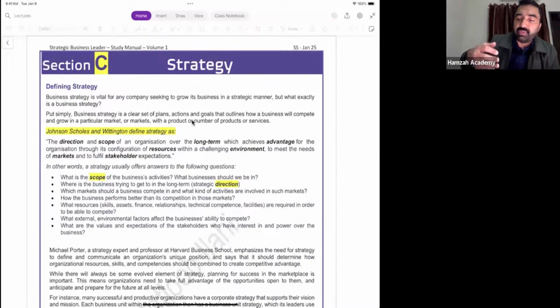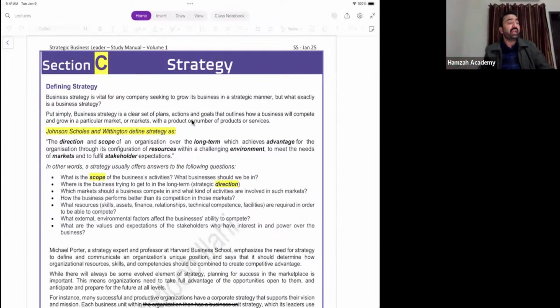Okay, so strategy can be, for example, if a business is planning to offer a new product, or planning to open a new outlet, open a new factory, go into new markets, new destinations, new countries, new cities, new regions. All this is part of the strategy of the organization. So a very simple definition is that strategy is a course of action selected by an organization to pursue certain goals.